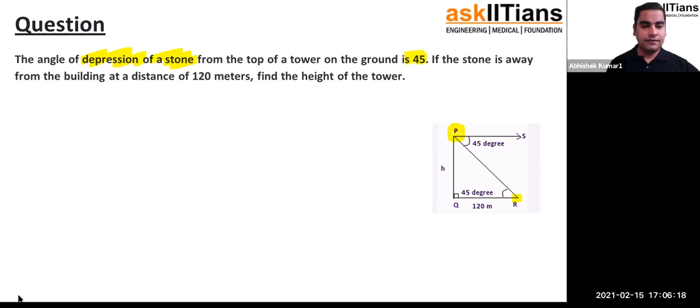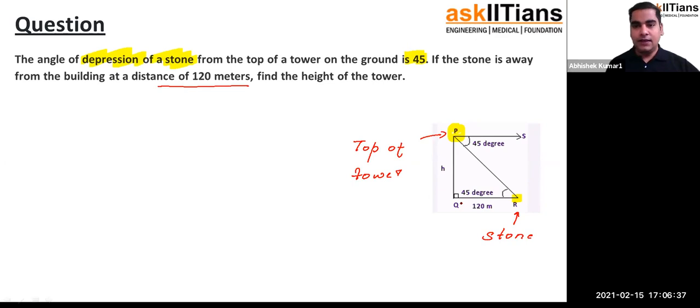Let me write it here. Okay, this is the position of a stone. All right, that represents top of tower. Okay, if the stone is away from the building at a distance of 120 meter, that means this is the bottom of the building, right? This is the bottom of building or tower, whatever you want to say.